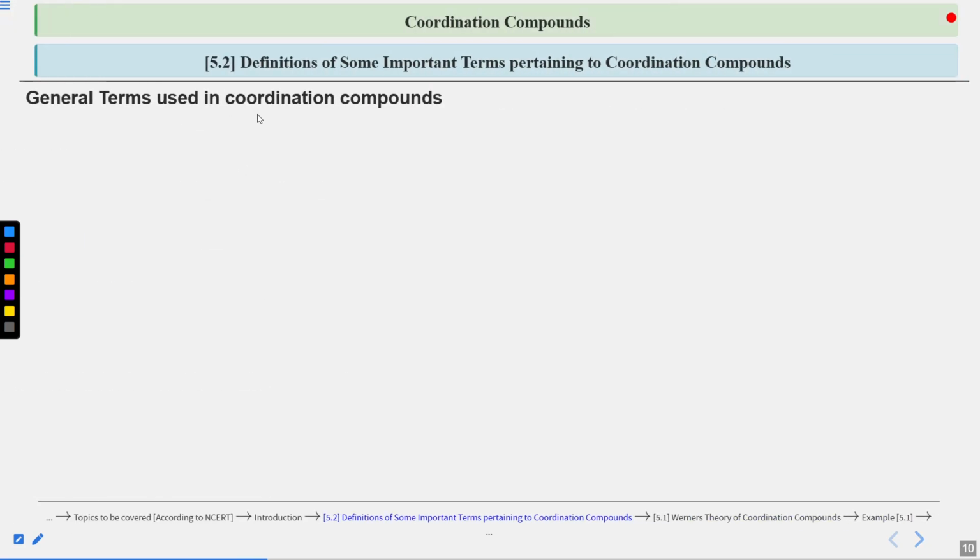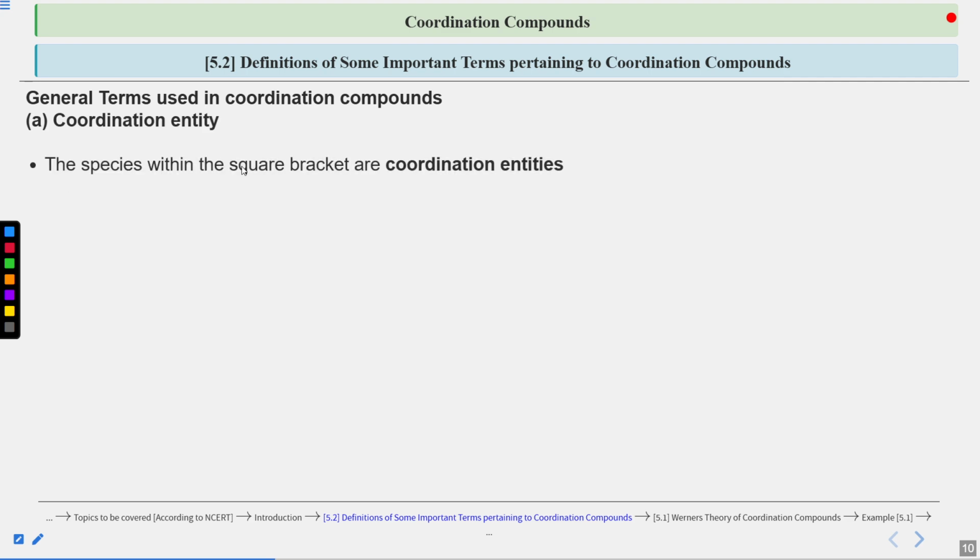General terms that are used in coordination compounds. First is the coordination entity. The species within the square bracket are coordination entities. We just saw one example of a coordination compound, K4[Fe(CN)6], and this [Fe(CN)6] is enclosed in the square bracket. So the species within the square bracket are known as the coordination entity.